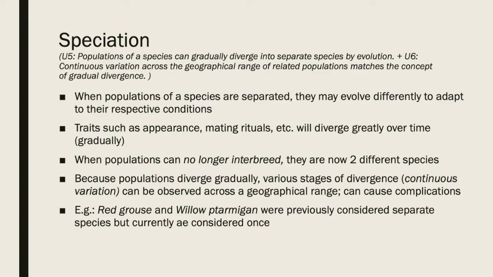So you will see organisms in all different phases of evolution and different levels of divergence as they are all gradually changing. This can sometimes cause complications because it's difficult for taxonomists to classify when exactly two species have become speciated, when a speciation event has occurred. It can cause a lot of vagueness, and an example of that is red grouse and willow ptarmigan. These birds were once considered separate species with each of these respective names, but currently are considered one single species. Scientists may change their mind over time as they find that they can still interbreed or they are not different enough to be considered two species just yet.